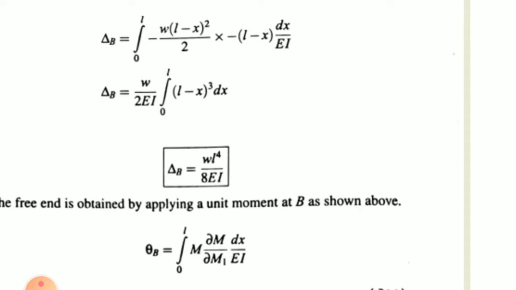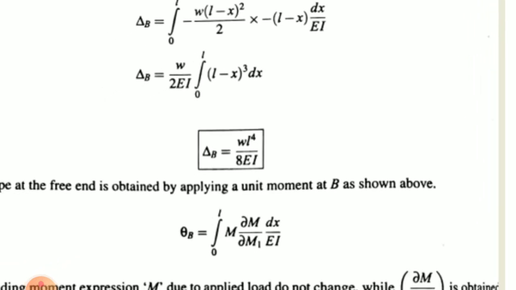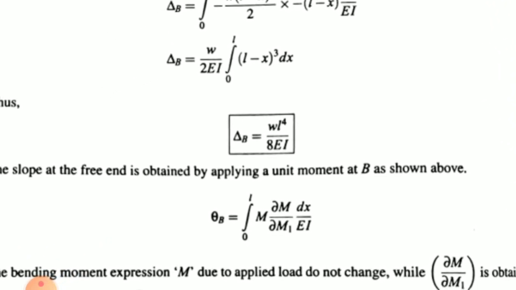So from that we get delta B is equal to W by 2EI into L minus X cube between the limits 0 to L. So on calculation we get delta B is equal to WL4 by 8EI.